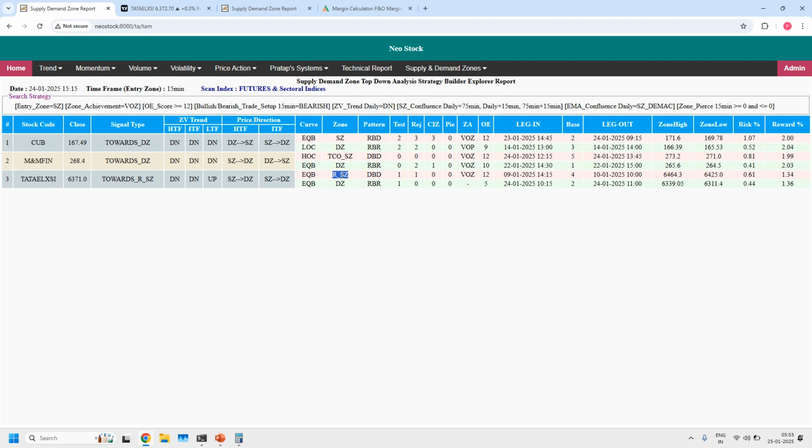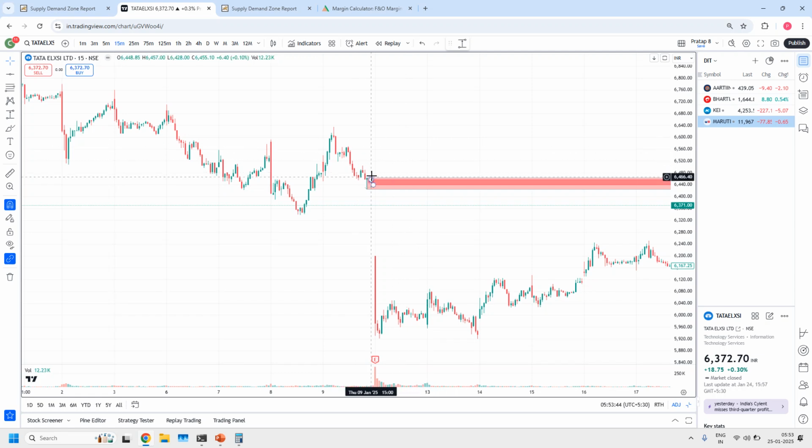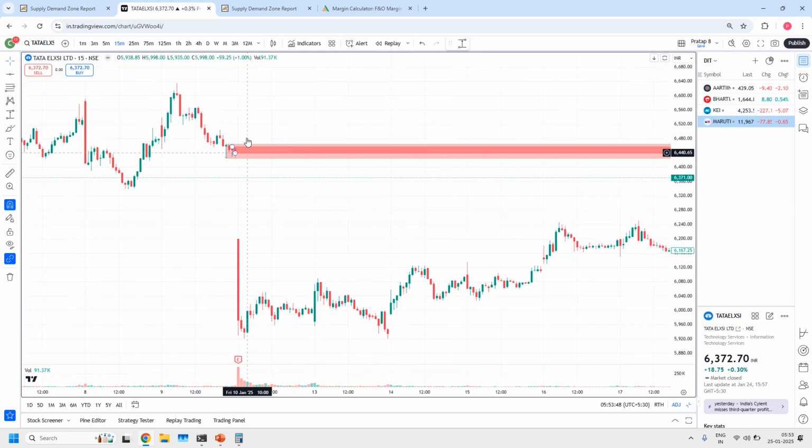And moreover, it is having an LTF, ITF, HTF confluence. See here, this is having 4 fine-tuned zones. The 5 minute is part of the 15 minute zone. Our software already informed that 15 minutes is part of the 75 and 75 is part of the daily zone. Let's verify, let's go.